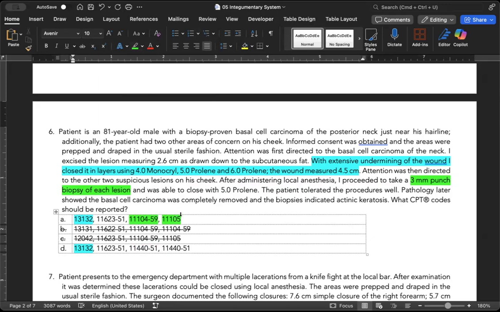Okay. Now, why are we not putting a 59 or a 51 on 11105? So why is there not a modifier here? Yep, Emma's right. It's an add-on code. Perfect.